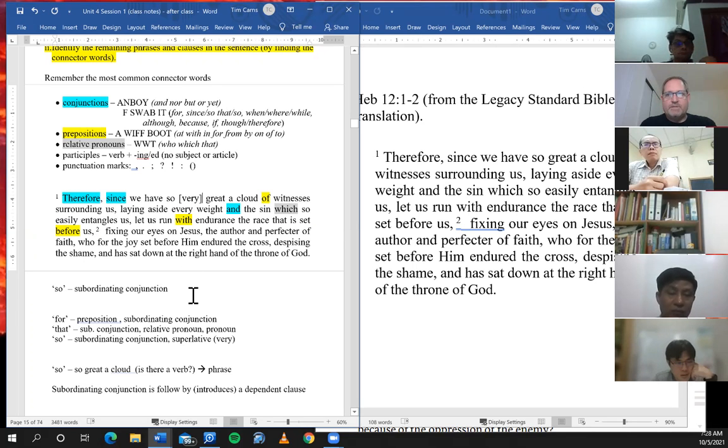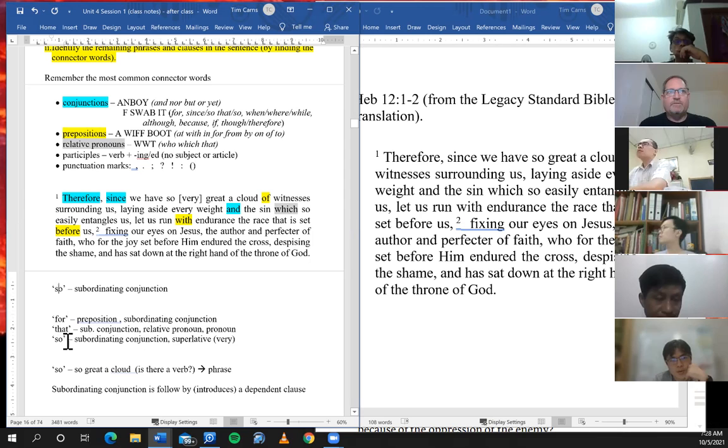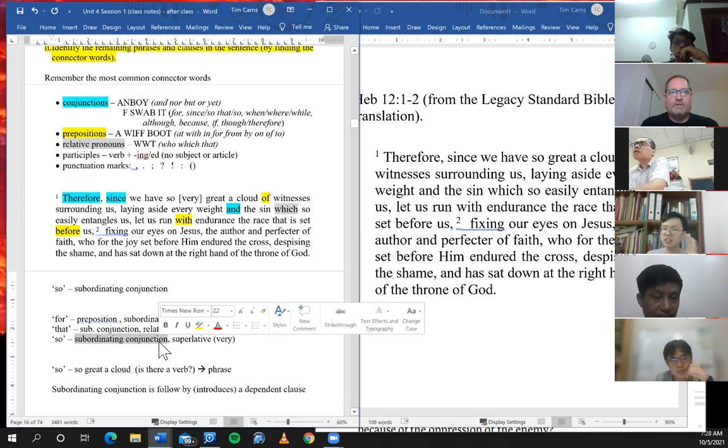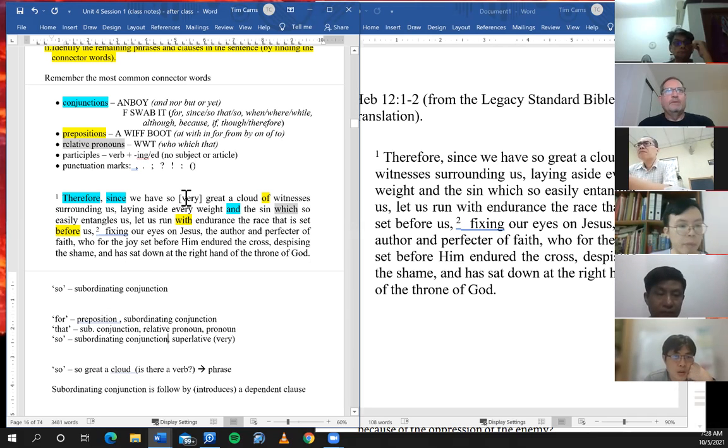So, a long explanation, but again, there are these three tricky words in English for when we're trying to do this: the words for, that, and so, because they can act differently. So the way you check that is look for what follows the word. And in the case of so, if it's going to be a subordinating conjunction, it will be followed by a clause. All right.